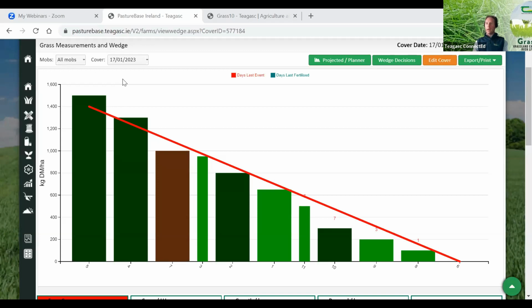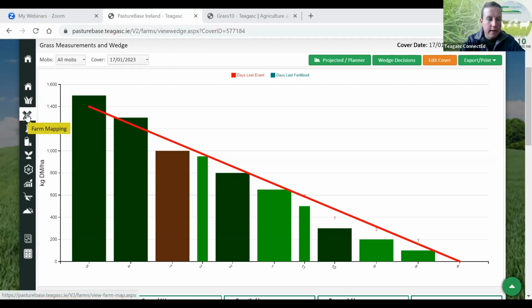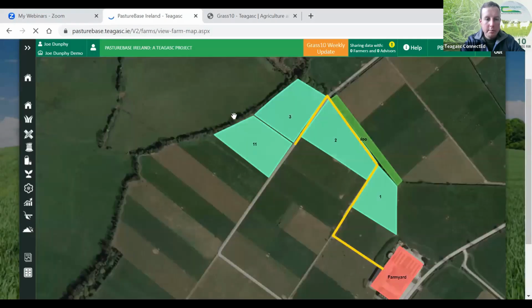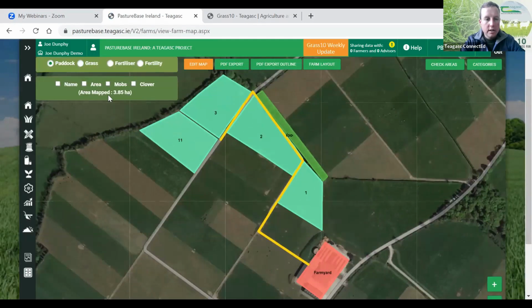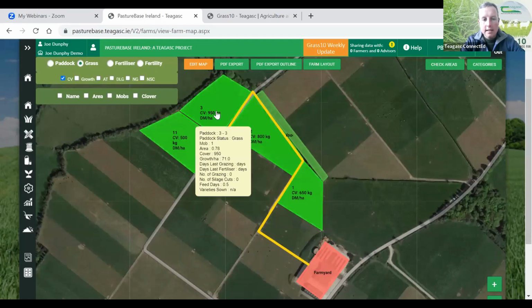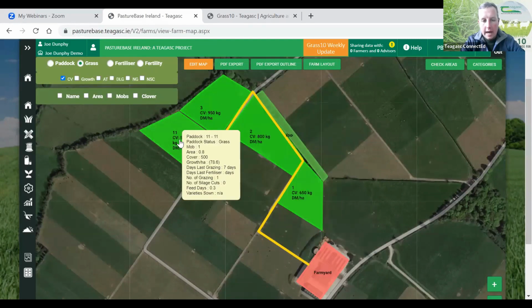Just to show you as well, on the farm map there, just before we finish up, we went through the map on Monday. But if we go to the map here, we can click on the grass tab, and the grass tab here actually gives the cover on the paddocks.